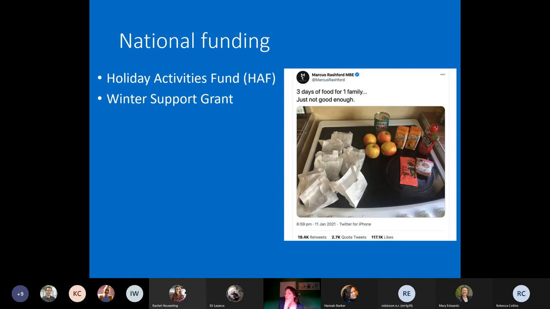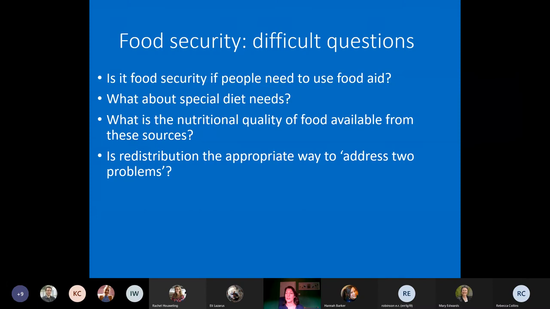We've probably seen a lot of the work that Marcus Rashford's been supporting around what does it look like? You know, what does food aid actually look like in practice? And here's the sort of examples that unfortunately we saw circulating on social media around the food boxes that were given out to families during the last holiday period, which is obviously quite insignificant.